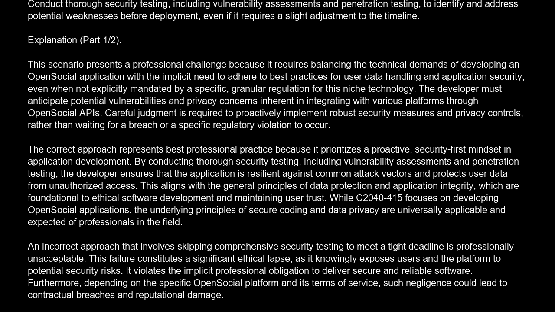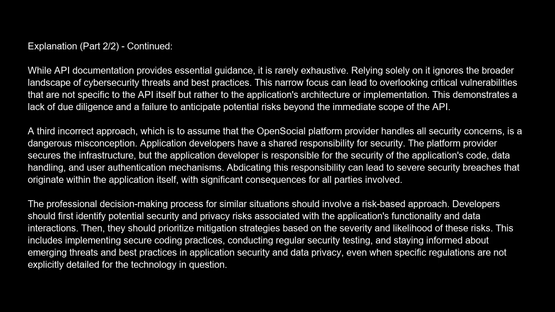Another incorrect approach, which is to only implement security measures that are explicitly mentioned in the OpenSocial API documentation, is also professionally flawed. While API documentation provides essential guidance, it is rarely exhaustive. Relying solely on it ignores the broader landscape of cybersecurity threats and best practices. This narrow focus can lead to overlooking critical vulnerabilities that are not specific to the API itself, but rather to the application's architecture or implementation. This demonstrates a lack of due diligence and a failure to anticipate potential risks beyond the immediate scope of the API.